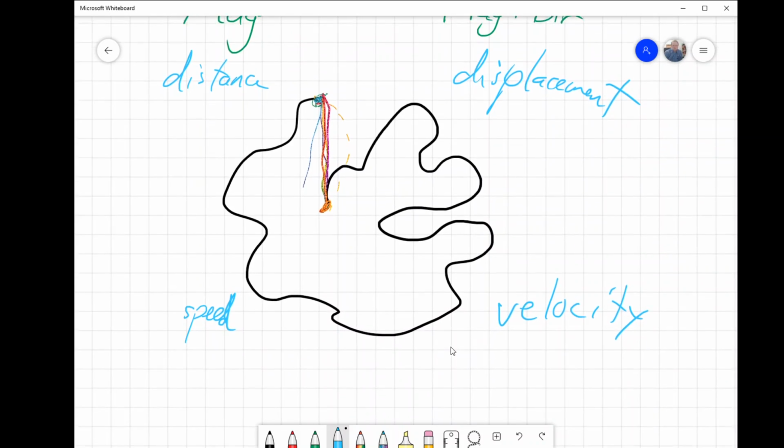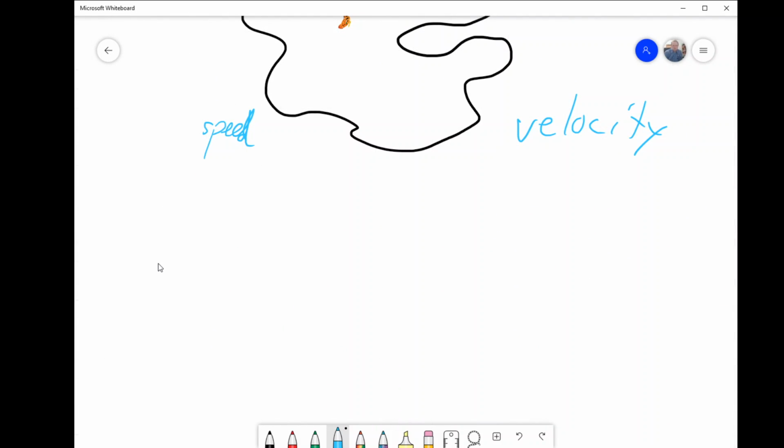So the speed of something is just how fast it's going. So 100 kilometers an hour. The velocity is the direction of that travel. It doesn't feel that important at first because we're used to working just with speeds.